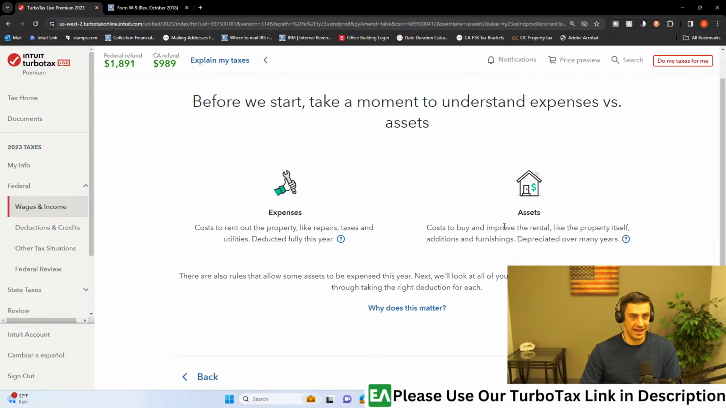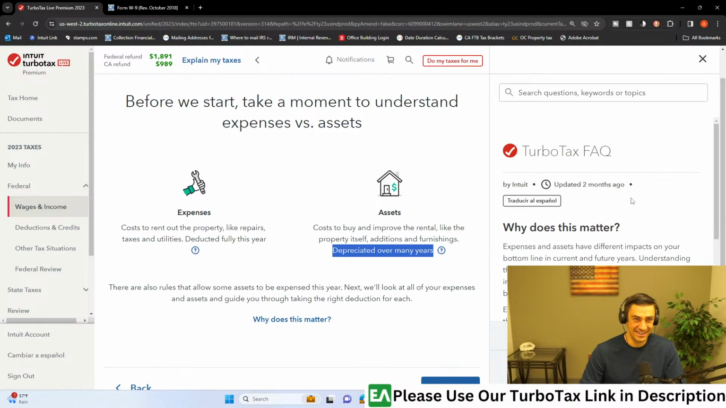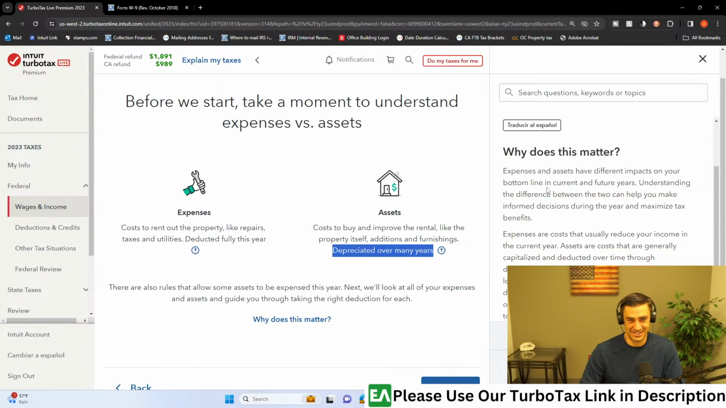Yay. Okay, assets, like I was describing earlier, right? Depreciated, where we capitalize. That's essentially additions and furnishings, like I said, roofs, remodels. Expenses are like repairs, taxes, utilities, deducted fully, where assets are depreciated over many years. Okay. Why does it matter? Essentially because those are the rules. I wonder what it says here. Why does this matter? It should just say because these are IRS rules. That's what I would say.